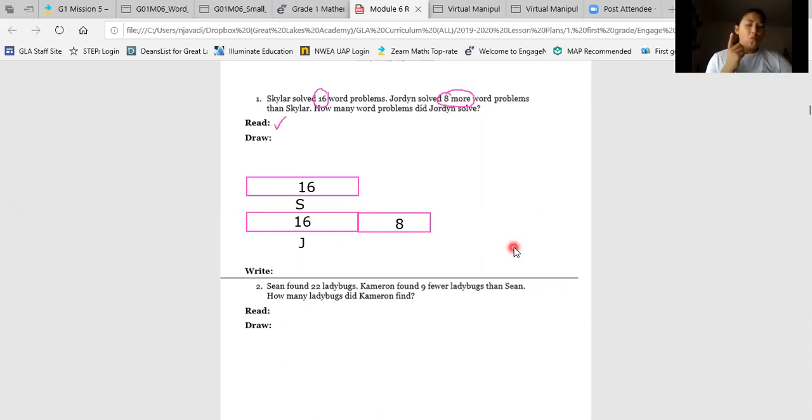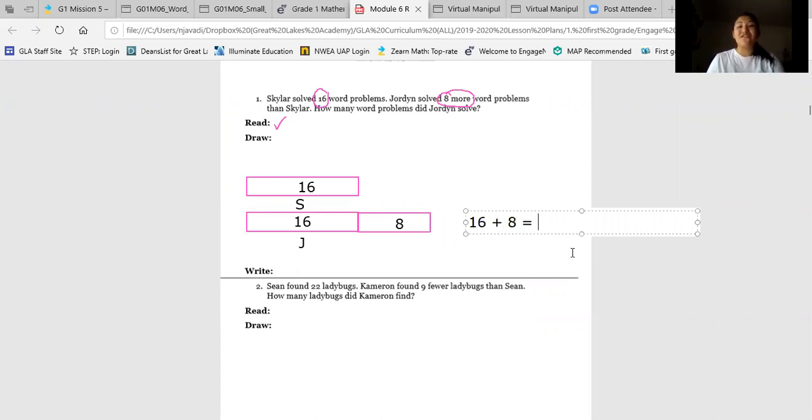Now, what number sentence can I use to help me find how many word problems Jordan solved? Should I use an addition number sentence? Should I use a subtraction number sentence? That's right, I'm going to use an addition number sentence. Since I don't know what the total number of word problems Jordan solved is, I need to find it using a number sentence that adds together his 2 parts. His 2 parts are, shout it out, 16 and 8. You got it.